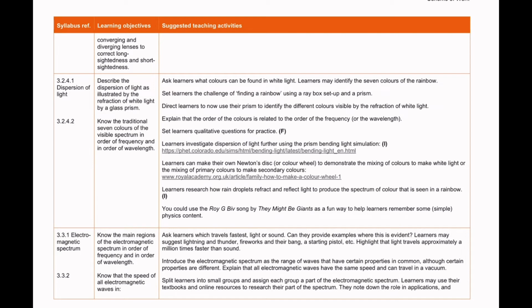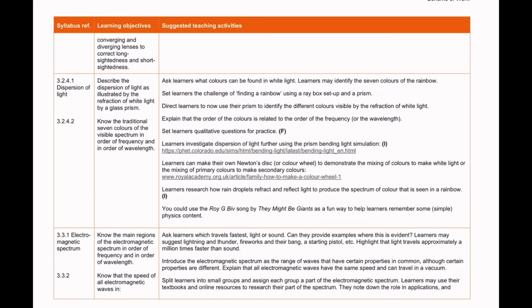Key concept, dispersion of light. Key learning objectives. Describe the dispersion of light as illustrated by refraction of white light by a glass prism. Note the traditional seven colors of the visible spectrum in order of frequency and in order of wavelength.